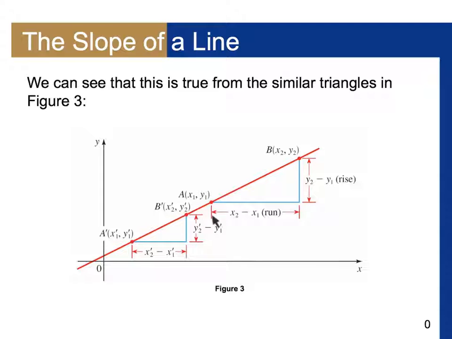So it could be these two as well. We're going to get that same slope. It could be points that are way far apart. It could be points that are really close together. And the order doesn't matter either. We can switch the order of the points and we'll still get the same slope.